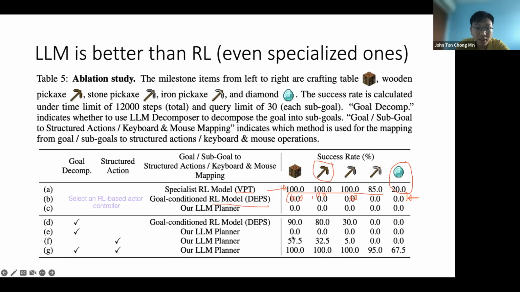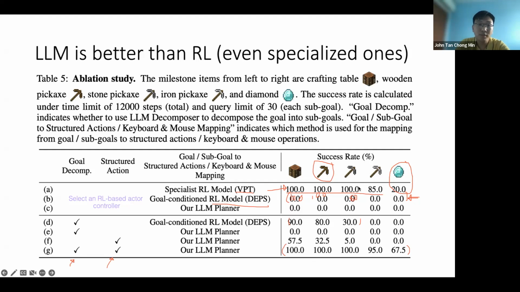But the main thing is, maybe this is the result that they show over here. Yeah, but I remember there's 100 somewhere. So the main thing is that if you look at the LLM planner with goal decomposition and with structured actions, this actually achieves very good results, even better than the video pre-training.